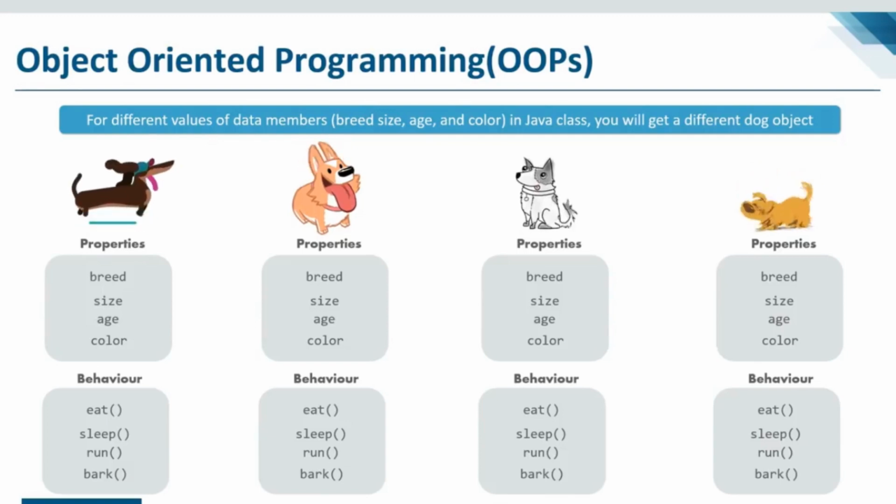Again, all the properties are common in all these 4 objects, but the values of these properties can be different. The behavior, again, they all eat, they all sleep, run, and bark, but the way they do it can be different. Like dog number 1 can prefer different things to eat than dog number 2, and so on. In the same way, sleep, they can have a different way to sleep and a different time frame to sleep, and so on.